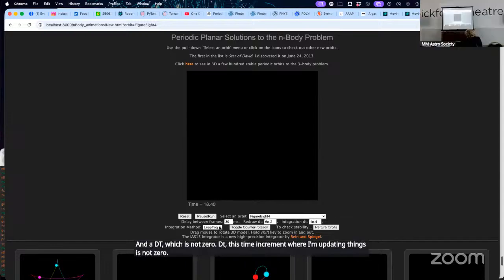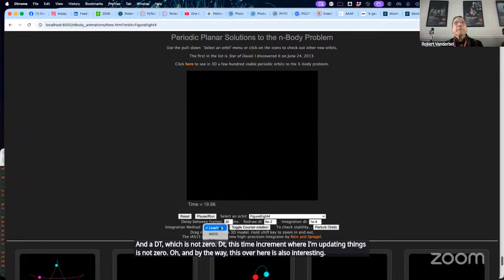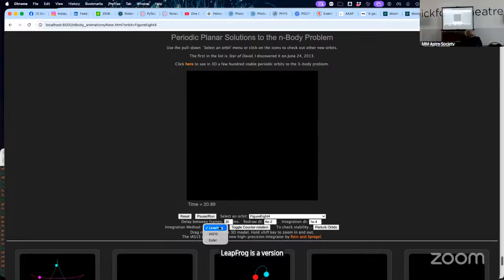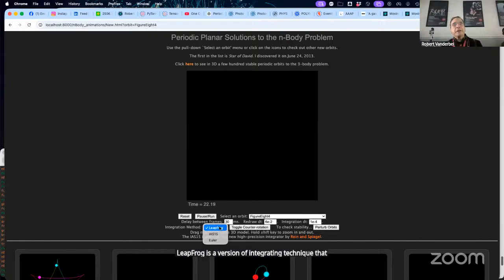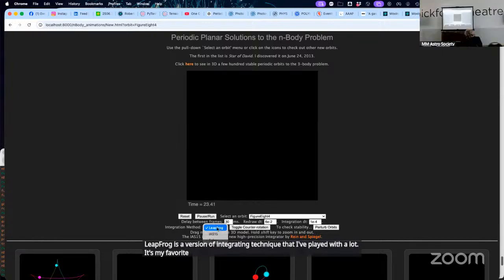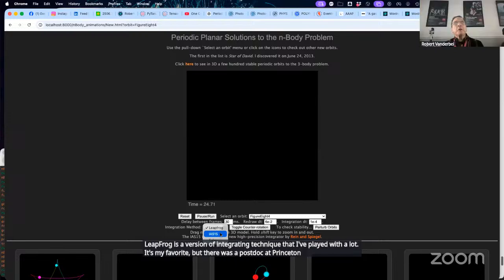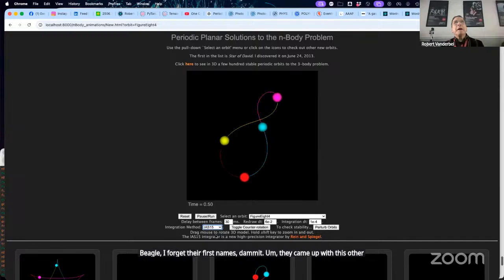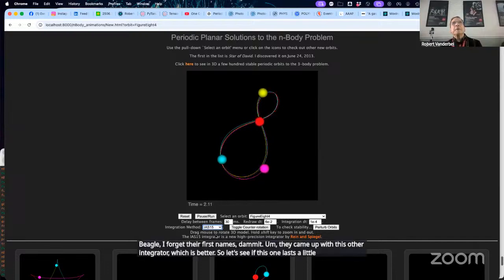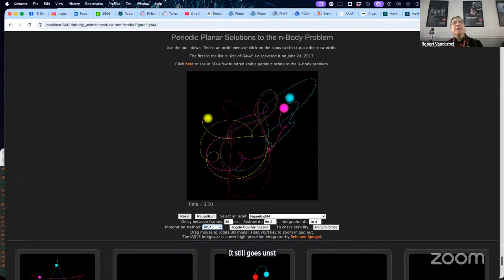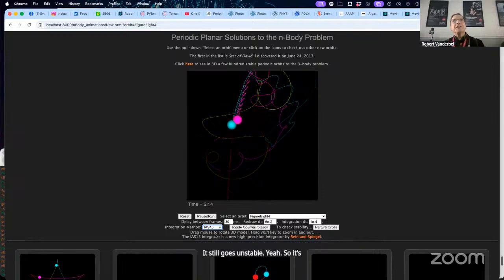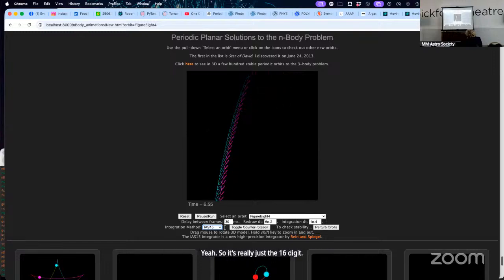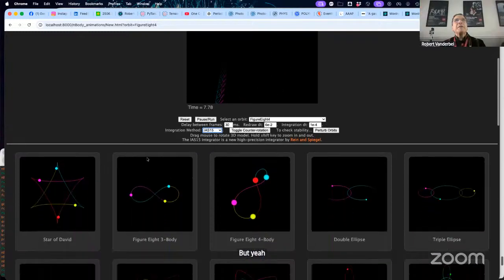Oh, and by the way, this over here is also interesting. Leapfrog is a version of the integrating technique that I've played with a lot, and it's my favorite. But there was a pair of postdocs at the Institute for Advanced Study at Princeton named Ryan and Spiegel. I forget their first names. They came up with this other integrator, which is better. So let's see if this one lasts a little bit longer. It still goes unstable. So it's really just the 16-digit precision. But yeah, all right, that one's unstable.